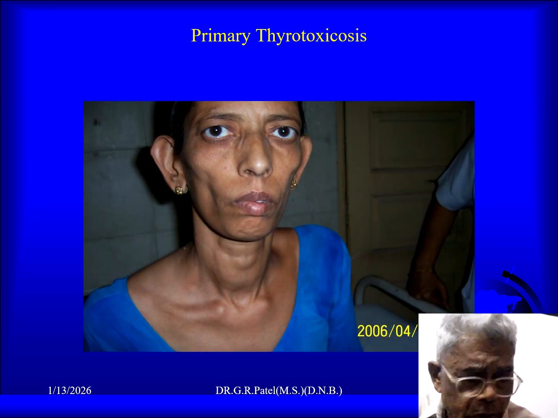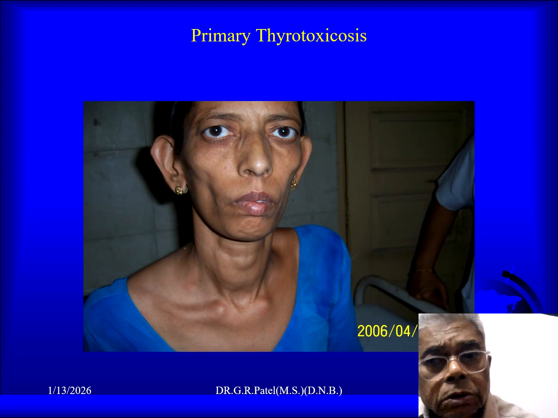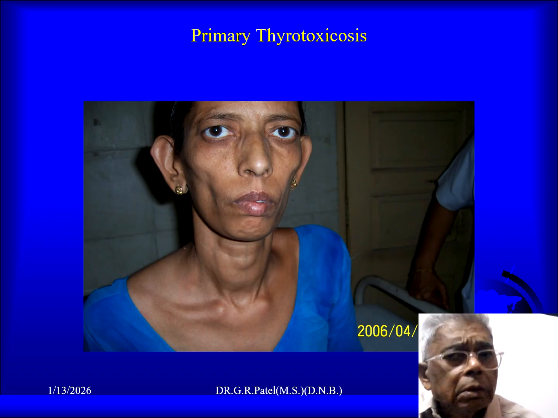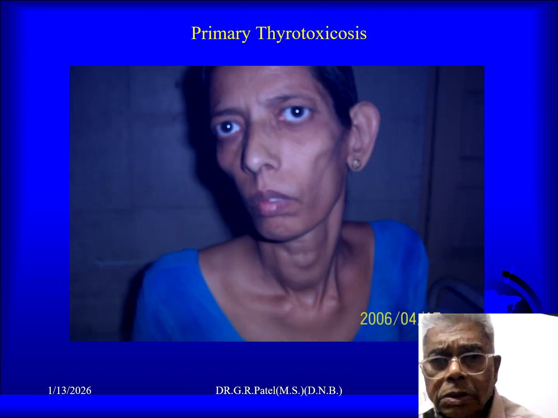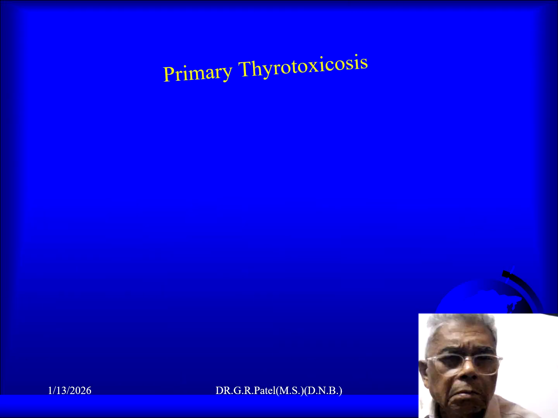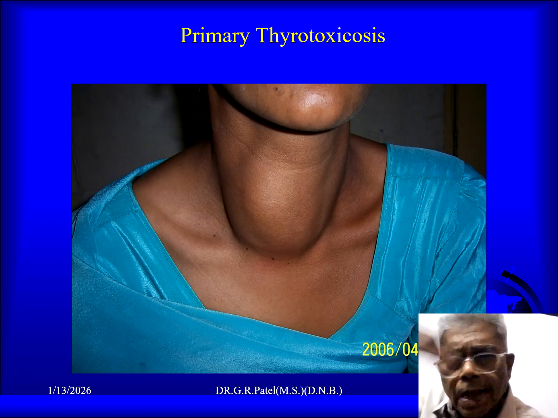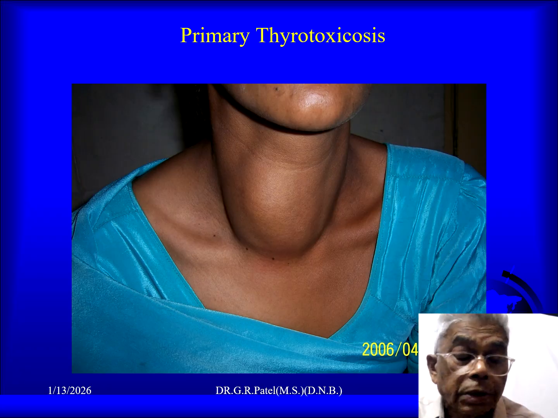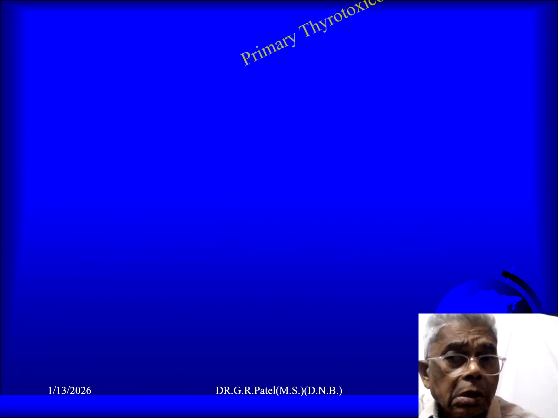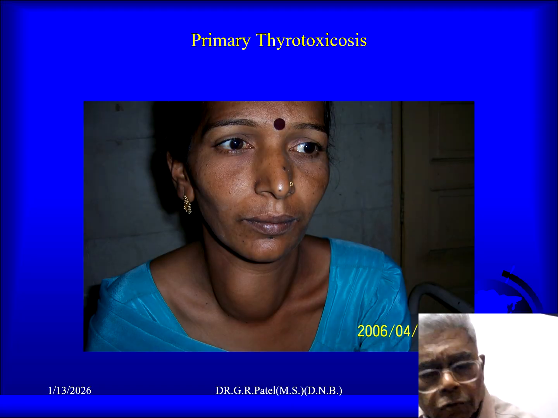Primary thyrotoxicosis, you can see the staring look of ophthalmopathy, patient thin and lean, with diffuse thyroid. Primary thyrotoxicosis, diffuse swelling of the neck. Primary thyrotoxicosis, no exophthalmos.